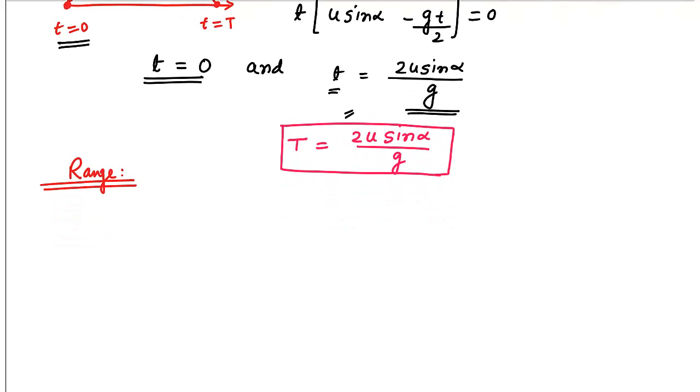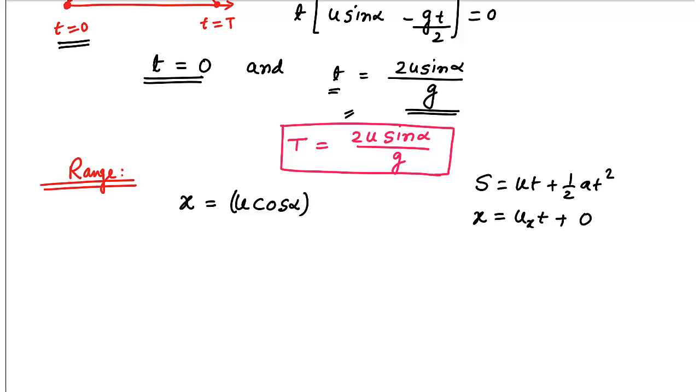So let us apply the expression s is equal to ut plus half at square in the x direction. So ux into t, and acceleration is 0. What is the initial velocity in the x direction? It is u cos alpha. And what time am I interested in? I am interested in the total time, the total time for which this projectile was in the air. So u cos alpha times total time, that is time of flight. Now I know the expression for time of flight, so I can plug in this value, 2u sine alpha divided by g.